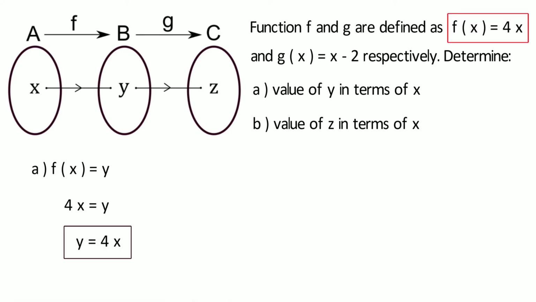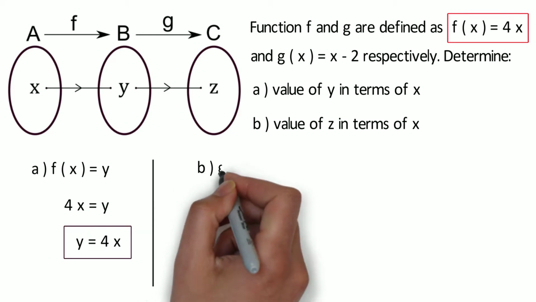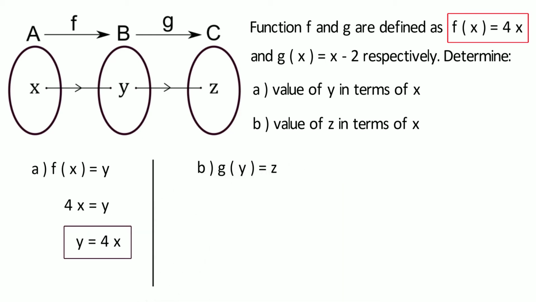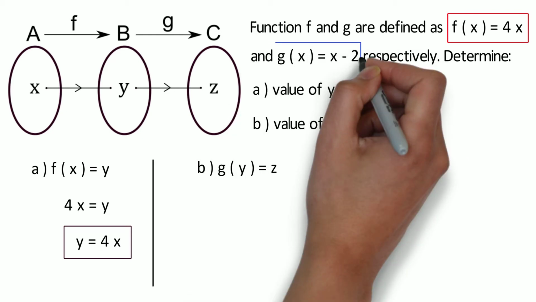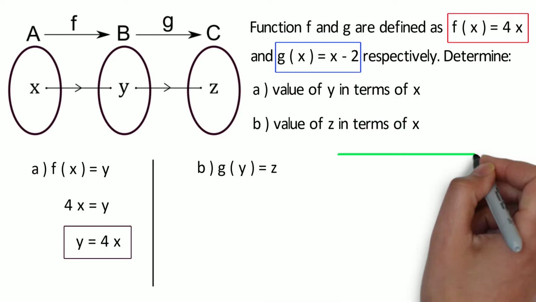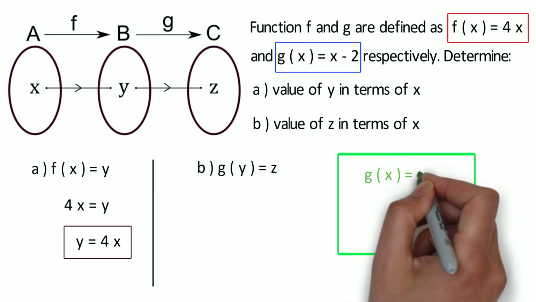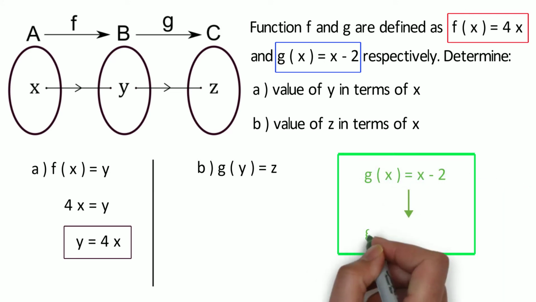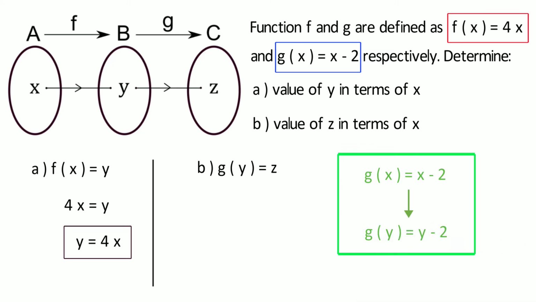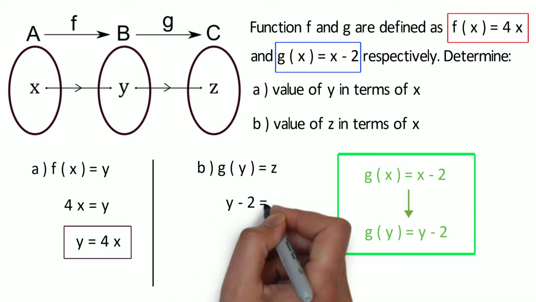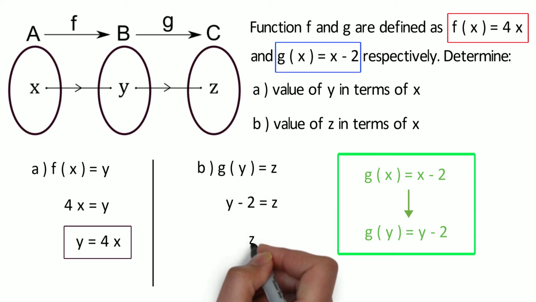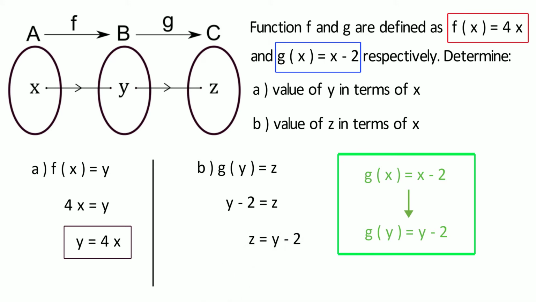So this gives us 4x is equal to y, and after inverting the equation, we get y in terms of x. Now moving on to part b, we know that function g(y) is equal to z from the diagram. Now in the question, we are given function g(x) is equal to x minus 2. However, we are able to change the object of the function from x to y. That gives us function g(y) is equal to y minus 2. So let's substitute that into the equation and we get y minus 2 is equal to z. Invert the equation and we get z is equal to y minus 2. And previously we have found that y is equal to 4x. So our final answer will be z is equal to 4x minus 2.